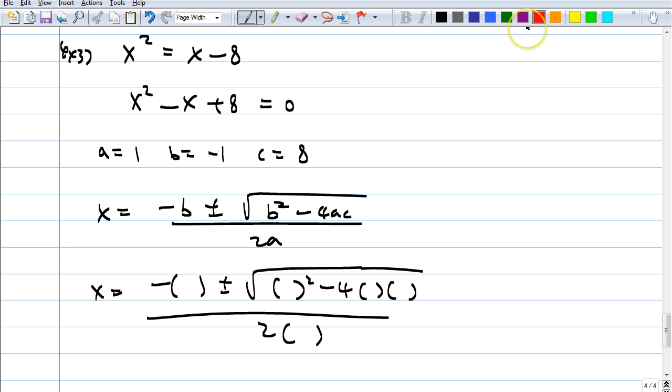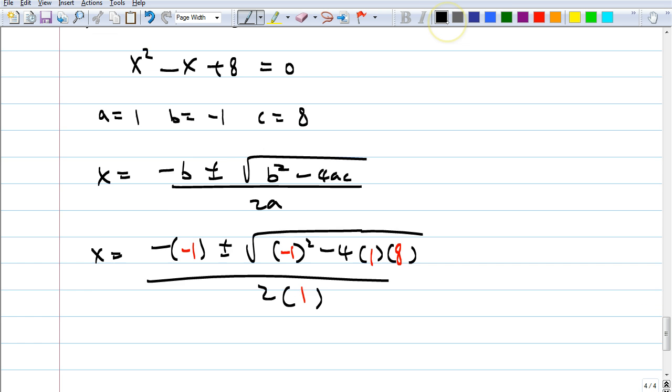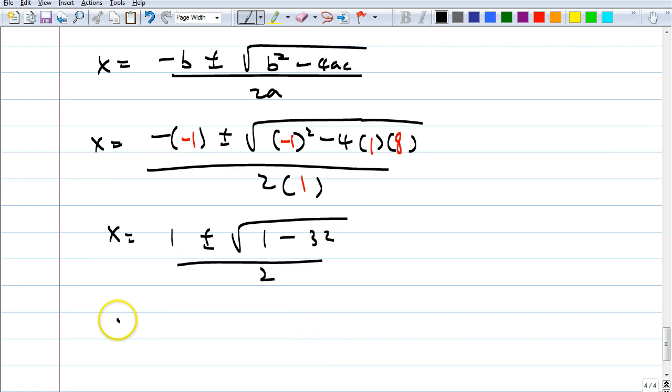Kira, can you tell me what to plug in here? -1 here. Good. What about here? Good. And what about here? Good. So we get x equals, what is this, class? What's the negative of -1? 1. Plus or minus square root of 1. -1 squared is 1 minus 4 times 8, which is 32, over 2. Uh-oh. We get x equals 1 plus or minus square root of -31 over 2.